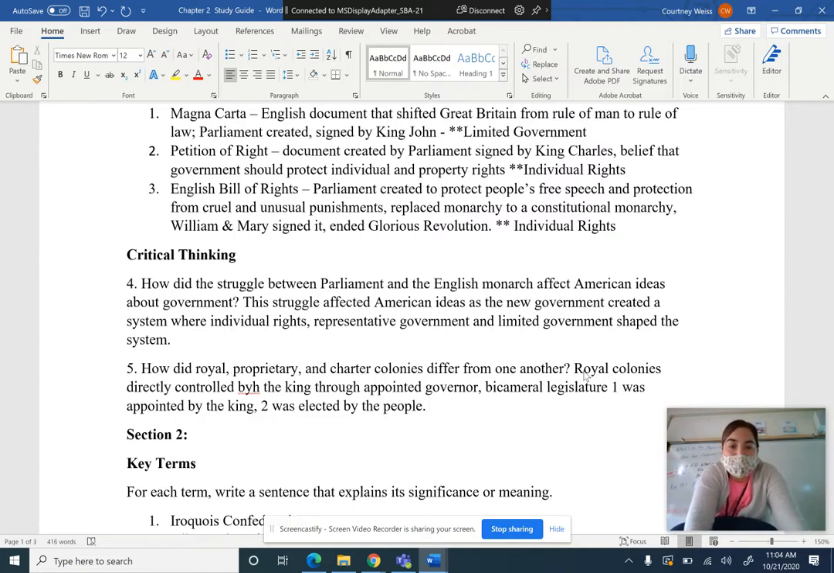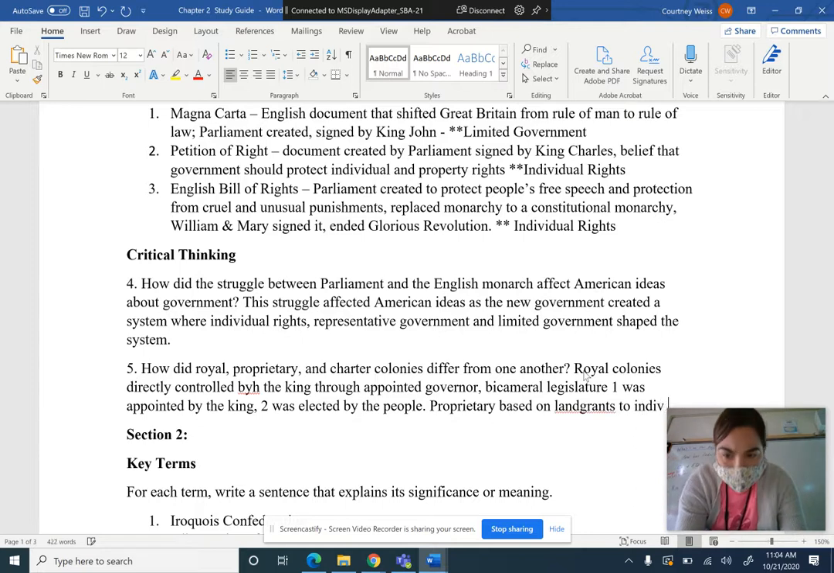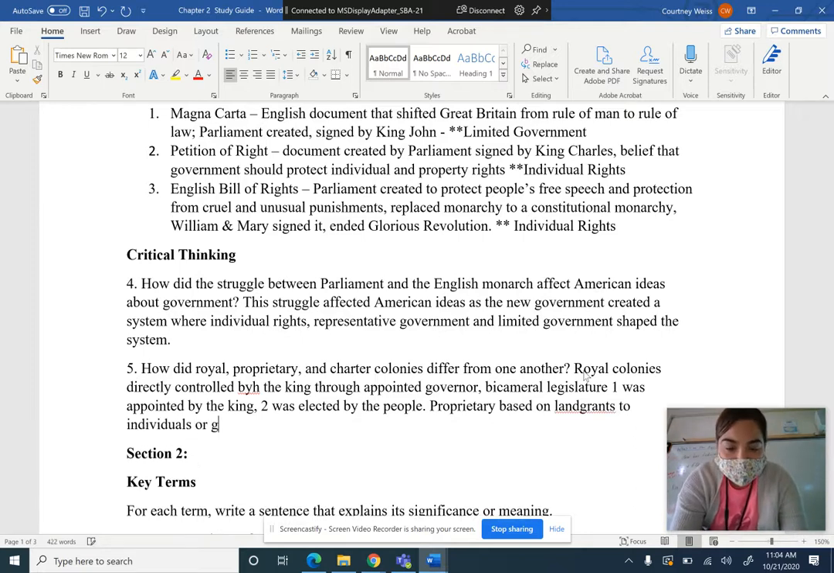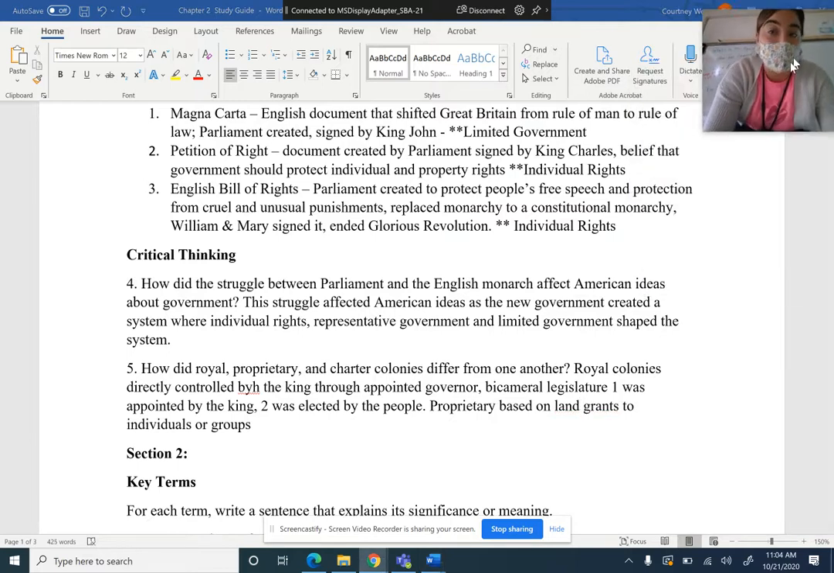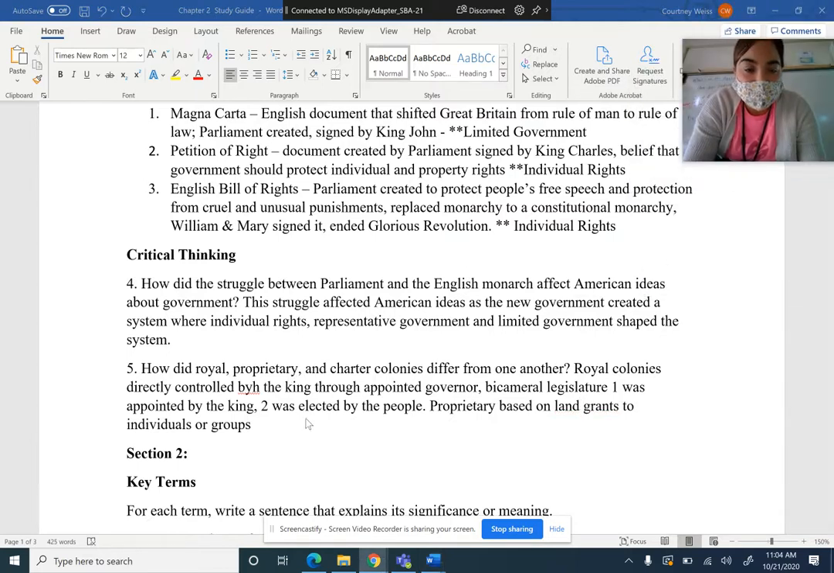What about the proprietary? Take it away, Hannah. Based on land, where it's individual groups. Individuals or groups. Awesome. And this would be the proprietor, right? The proprietor of the colony. Cool. What else about that one? The proprietor makes laws, finances, land, and starts the colony.